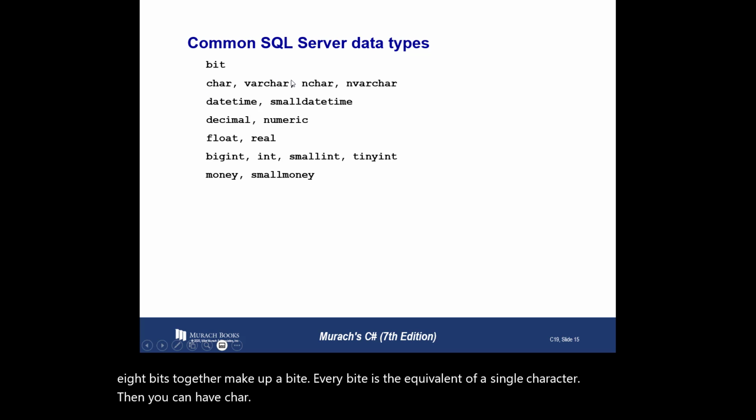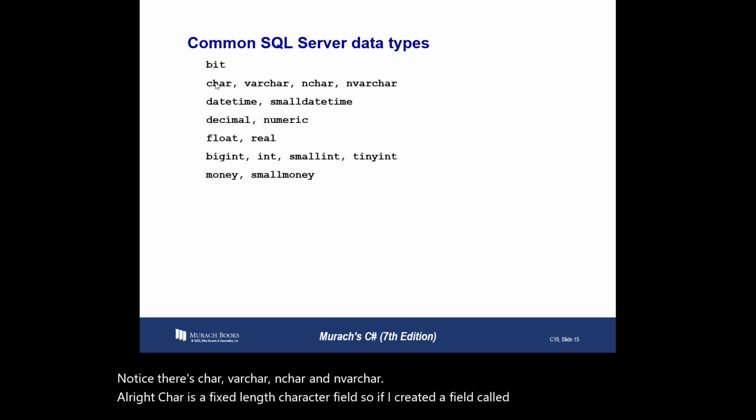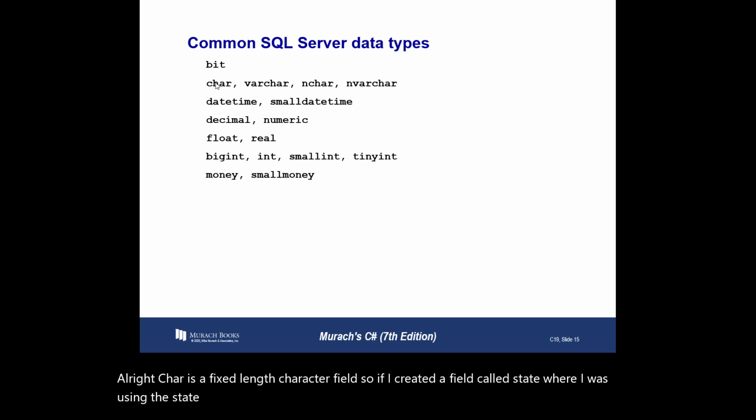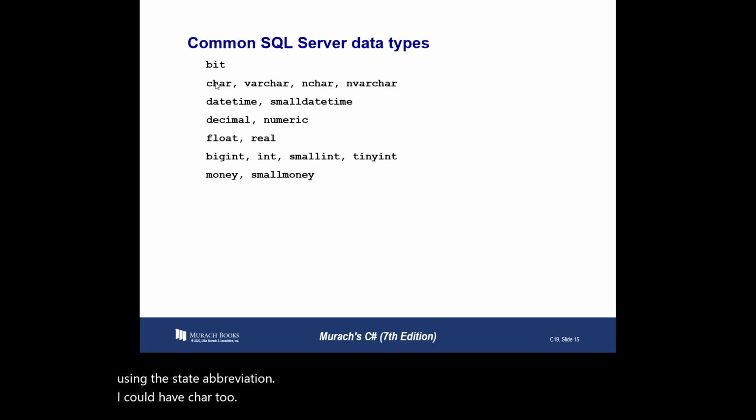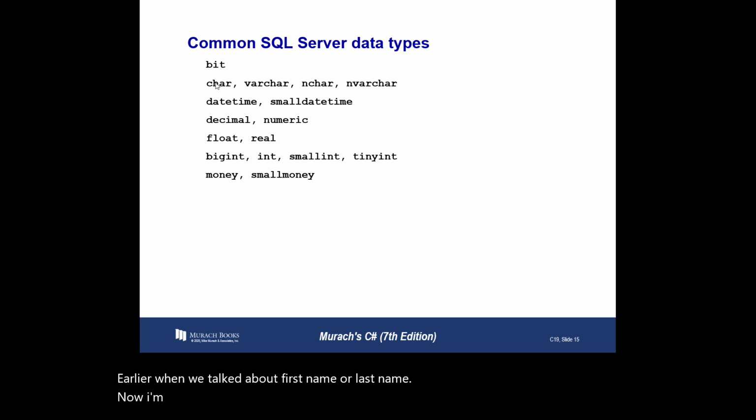Notice there's char, varchar, nchar, and nvarchar. All right, char is a fixed length character field. So if I created a field called state, where I was using the state abbreviation, I could have char 2. I already showed you varchar, which is a variable character length field, earlier when we talked about first name or last name. Now, I'm not sure why they added nchar and nvarchar. I've heard stories, and I don't even want to circulate them. I'm not sure why.